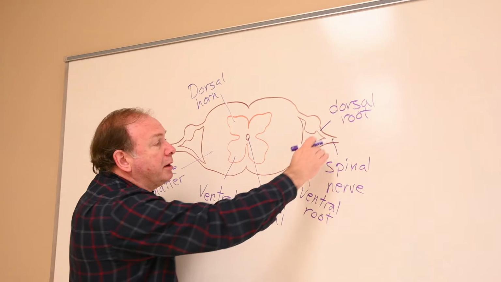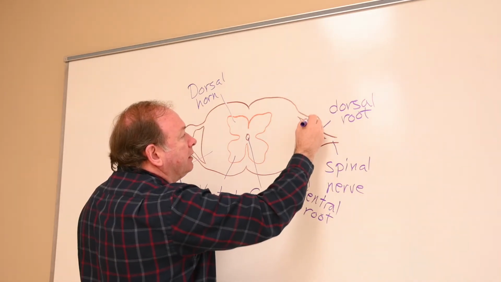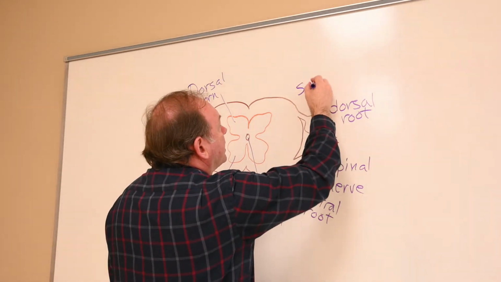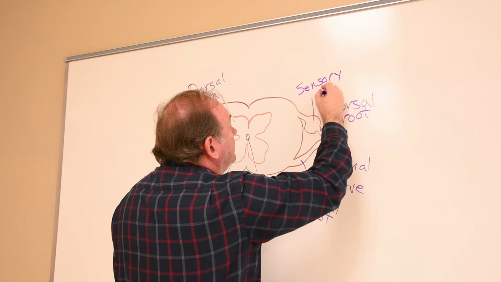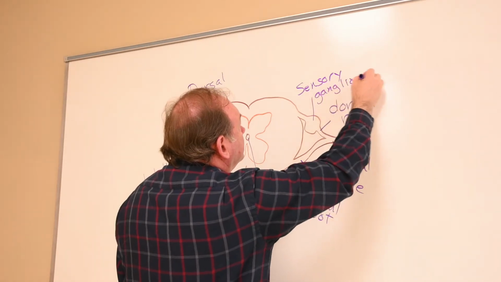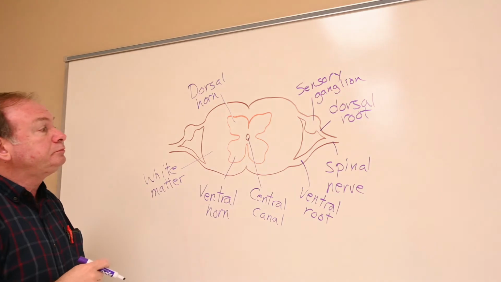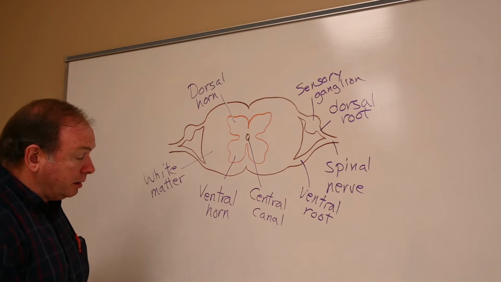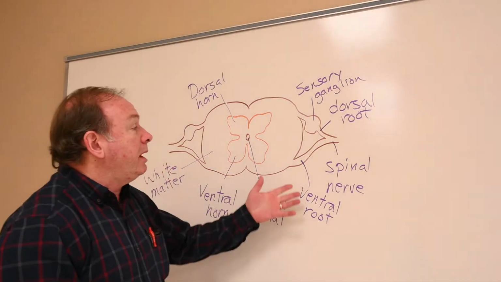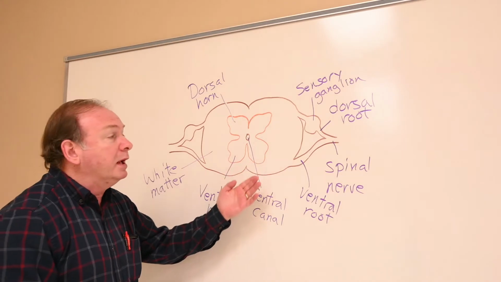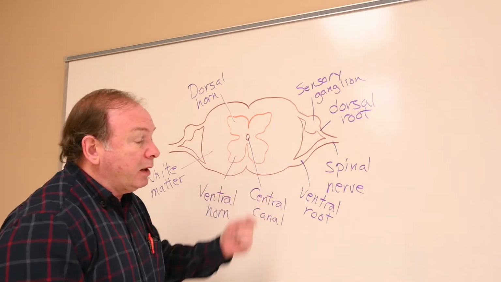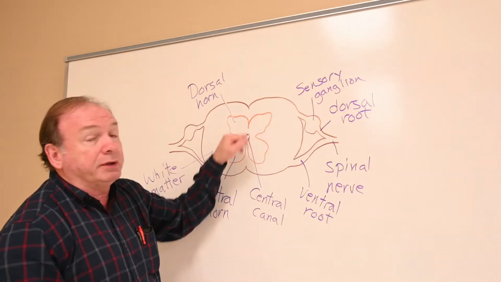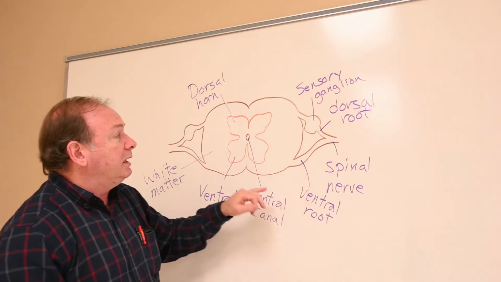Now the dorsal root along its path has this enlargement, this swelling right here. It can be called a dorsal root ganglion, or it can be called the sensory ganglion. So these are the primary parts of a cross-section of the spinal cord that you should be able to identify. Now we are going to identify some of the nerve fibers and cells that are involved in a normal reflex arc here in a minute.